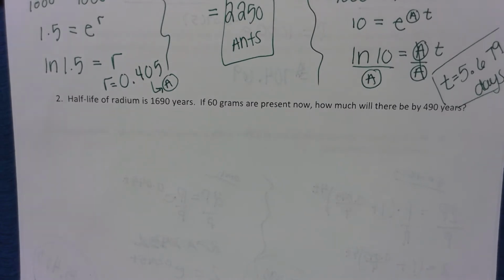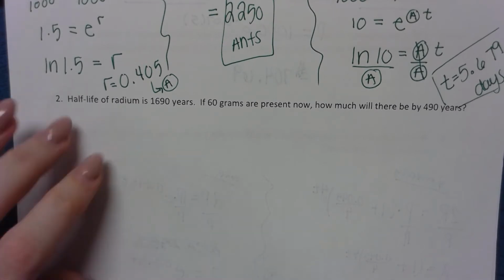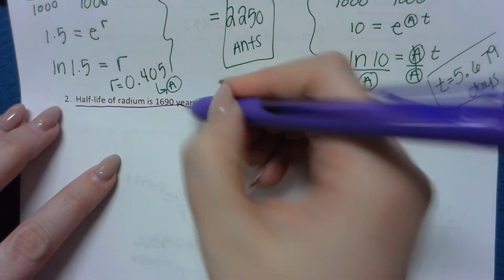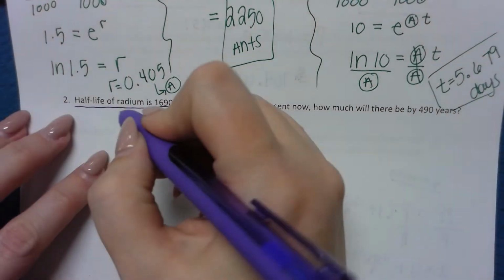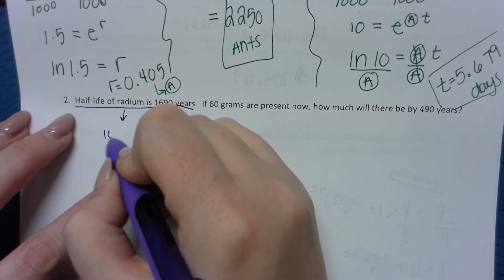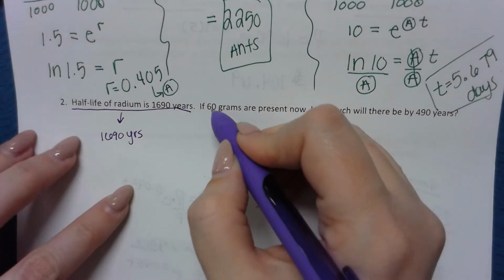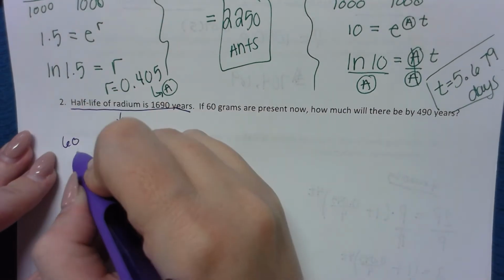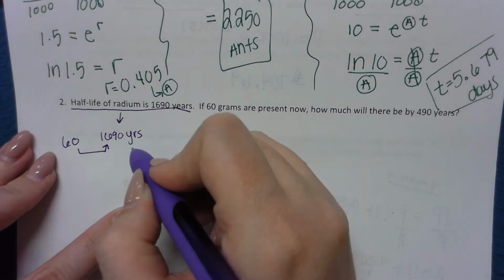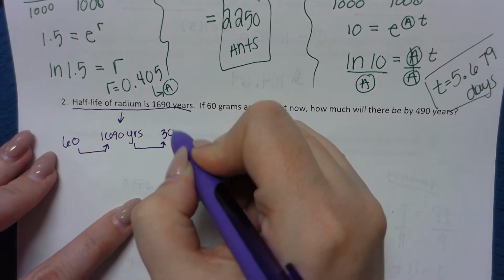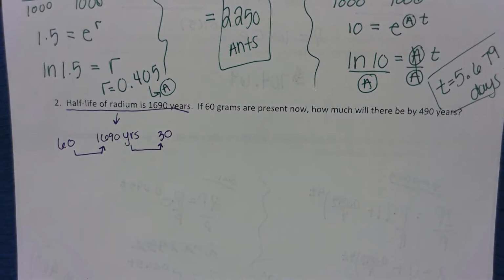All right, so in number 2 here, we're talking about half-life. What it's saying is that the half-life of rhenium is 690 years. So it's going to take 690 years to have half of it left. We're starting with 60. It's going to take 690 years, and then I'm only going to have half of it left. I'm only going to have 30 left. So it's going down, but it's going to take that many years for it to go down to half. I want to know how much is present by 490 years.